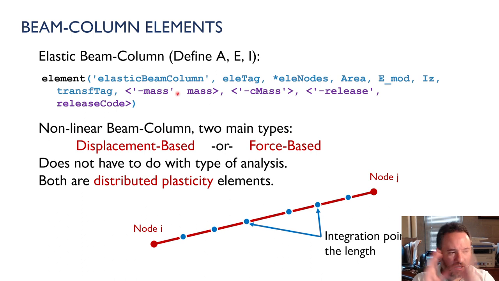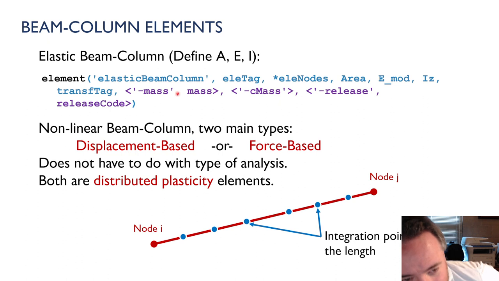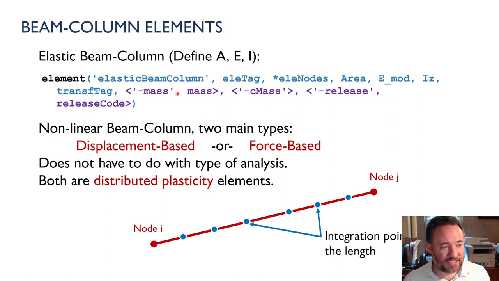Okay, so that's elastic. Now what about inelastic beam columns? And this is really what we're interested in, obviously. How do we define a nonlinear beam column element? Well, there's two different types in OpenSees. I'm going to go over in some excruciating detail how each one is defined and how they are made, how they calculate.